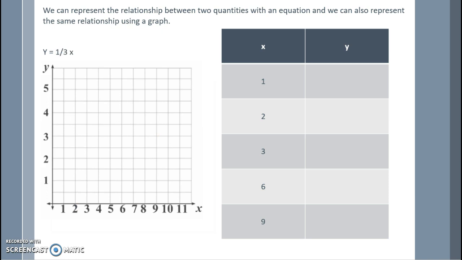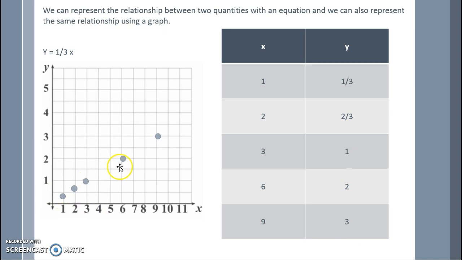Go ahead and try this one. Y equals 1/3 of x. Fill in the blanks and graph our result. Here we have a few fractions as we multiply, but then they start to become whole numbers, which is okay.